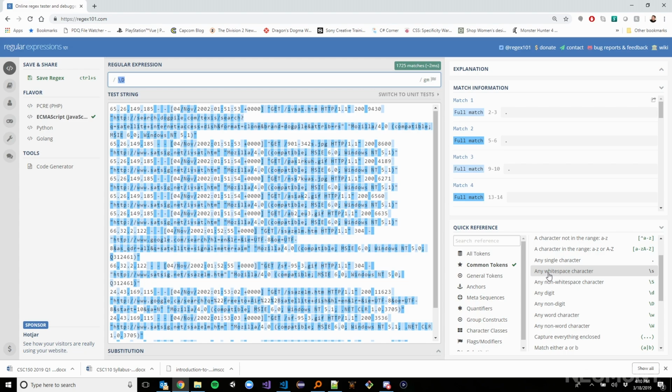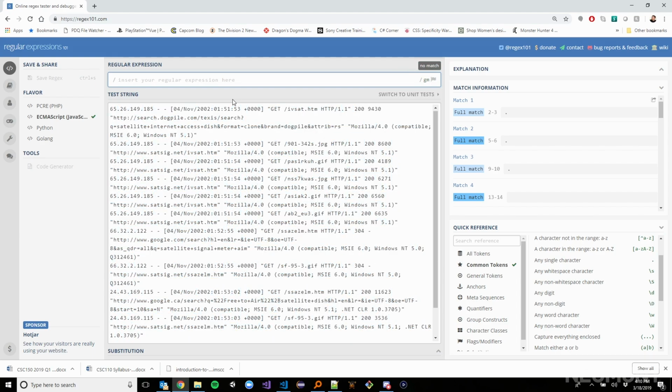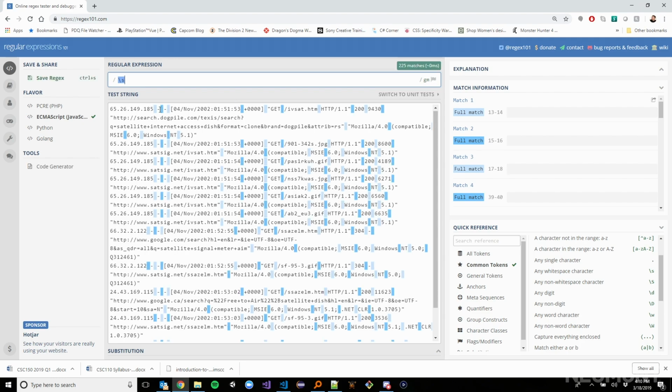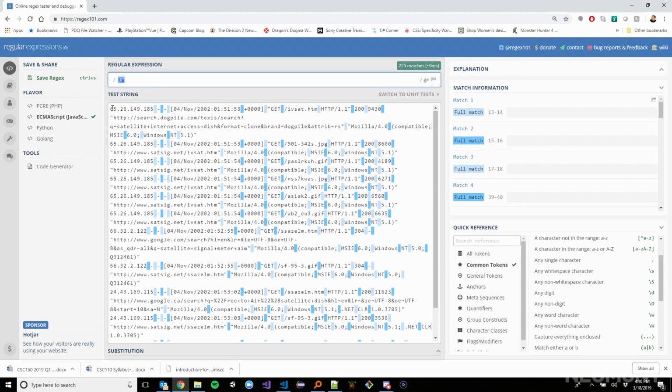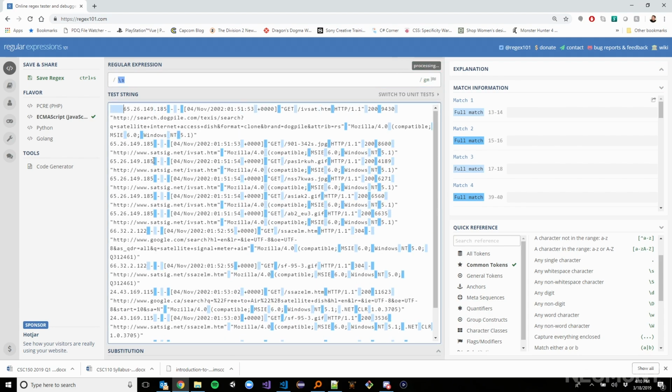For example, if I want to match any white space character, that means tabs as well as a single space character or some special white space, then I could do \s, and that will match every time a white space character appears. Now in this document, there are only single space characters. So right here at the very beginning, I'm going to hit the tab character.